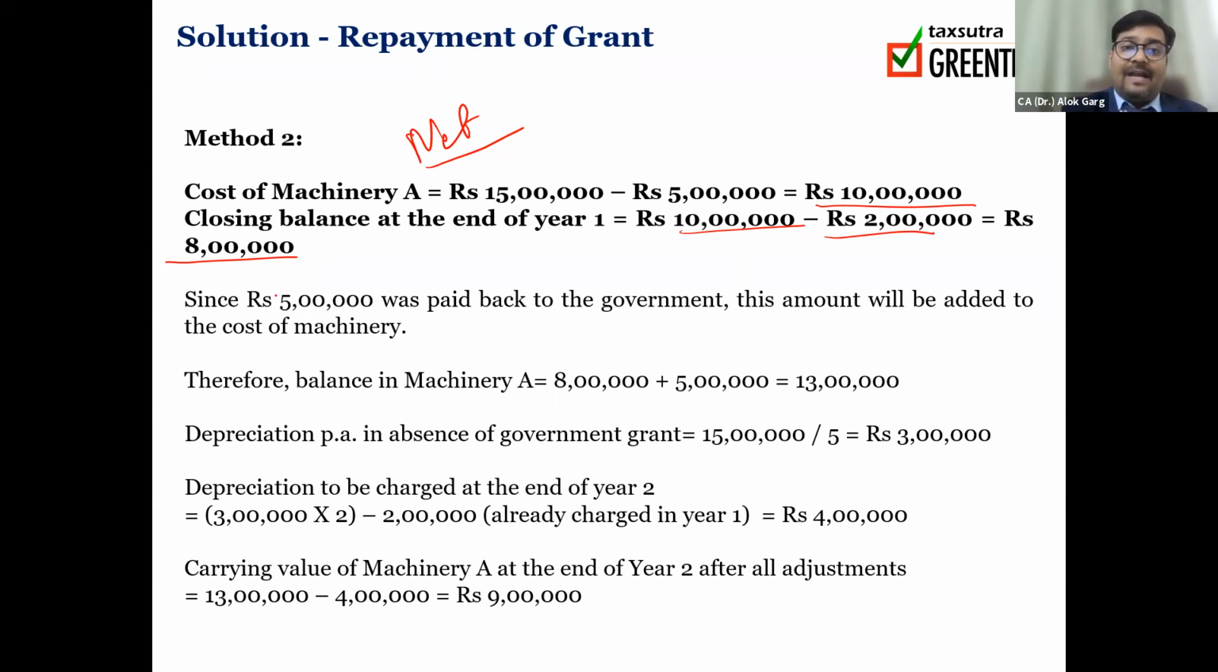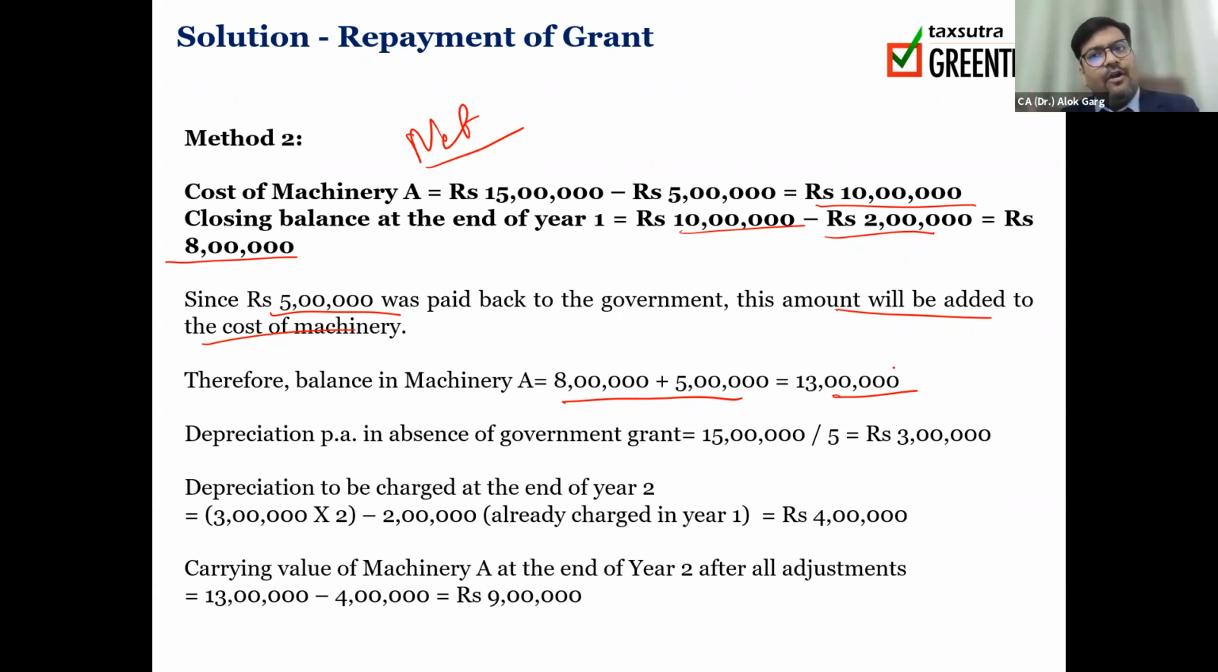And in year 2, 5 lakh rupees has to be paid to the government, and hence this amount has to be added back to the cost of the machinery. So what is the balance? What is the gross balance in the machinery? 8 plus 5, 13 lakh rupees is the gross balance in the machinery. And what would have been the depreciation?